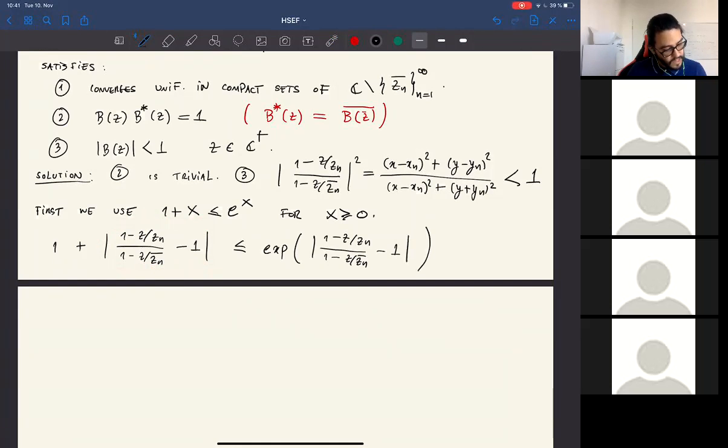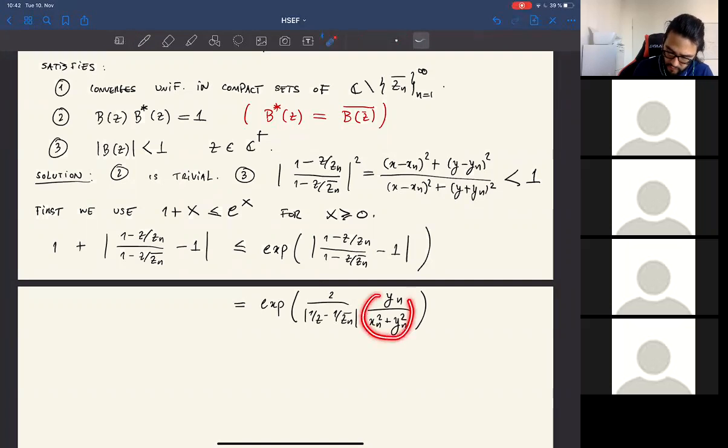Okay. Then we open this computation. And this would be exactly equal to 1 over z minus 1 over z n bar. And then here we have exactly the term which we claimed the sum converges. Great, so you can do one more thing. You can say that this is less or equal than the exponential of, say, 2 over delta, and then this guy.